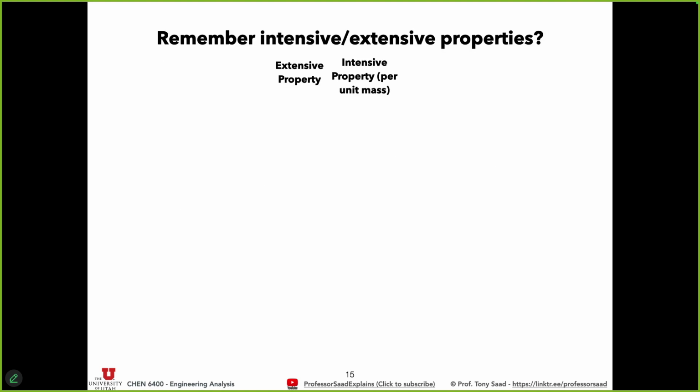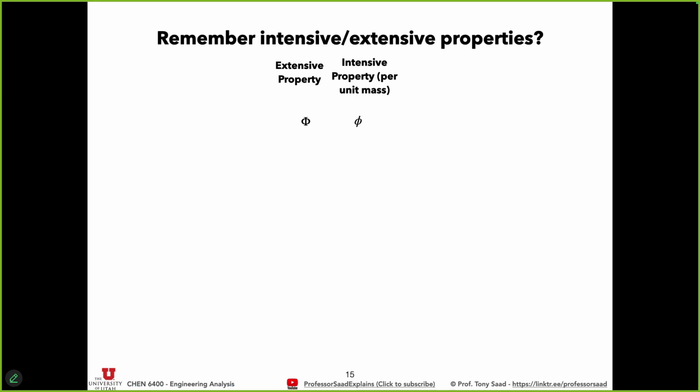So we first need to make a distinction again, or remember the distinction between extensive and intensive properties. So remember, extensive properties were dependent on the size of the system. So mass, for example, depends on how big your system is, right? So the bigger your container, the more fluid you can put in it, the mass is going to get larger.